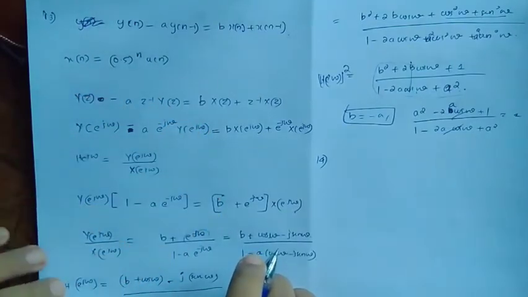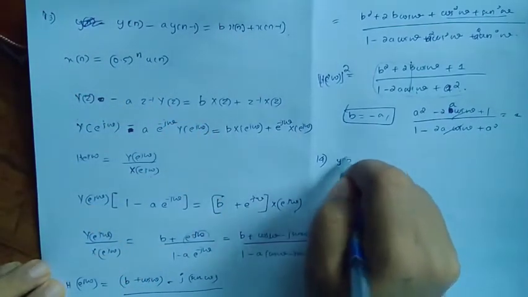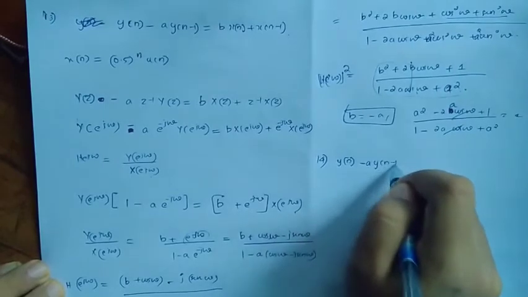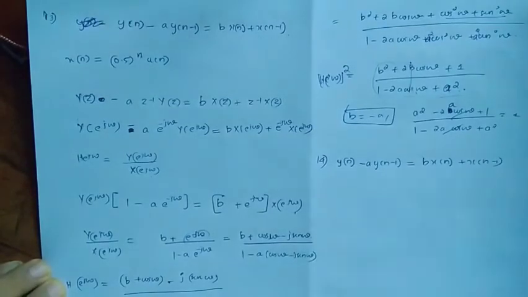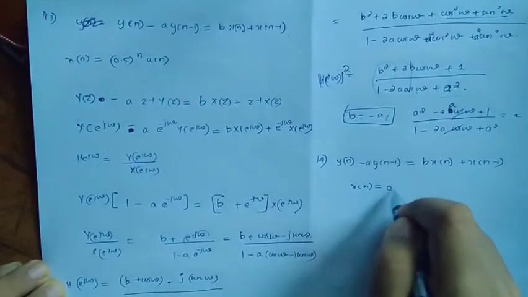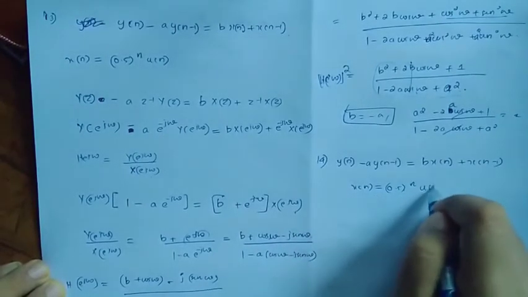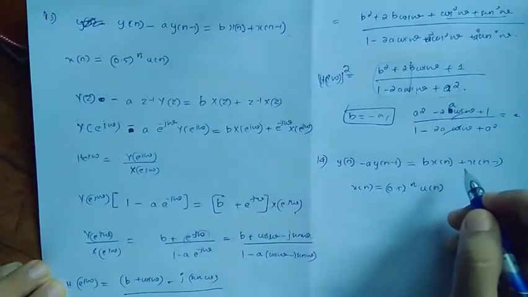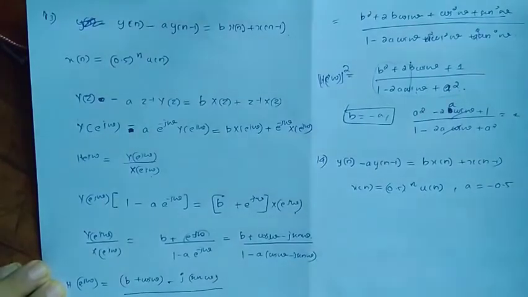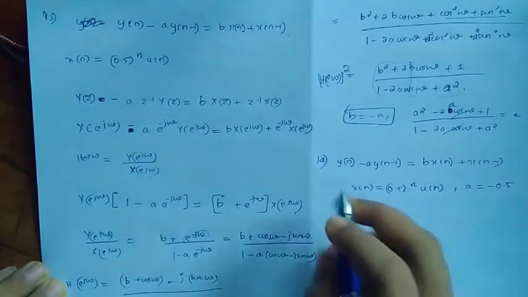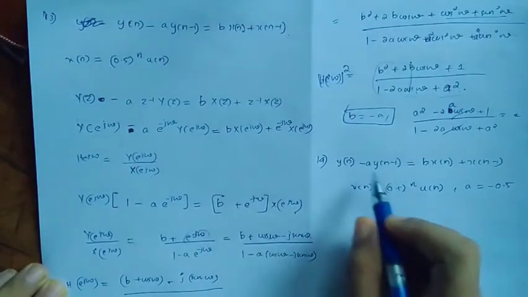In the 14th question, it is given that y of n minus a into y of n minus 1 equal to b into x of n plus x of n minus 1. The same question: here it is already given a equal to minus 0.5 and it has poles P1 and P2 and zeros Z1 and Z2. The values of P1, P2, Z1 and Z2 we have to find out. For that we are going to do our Z transform.